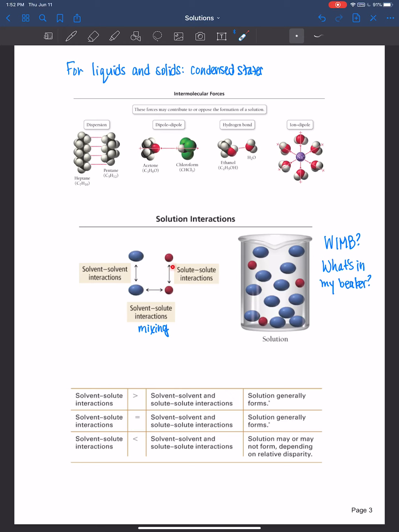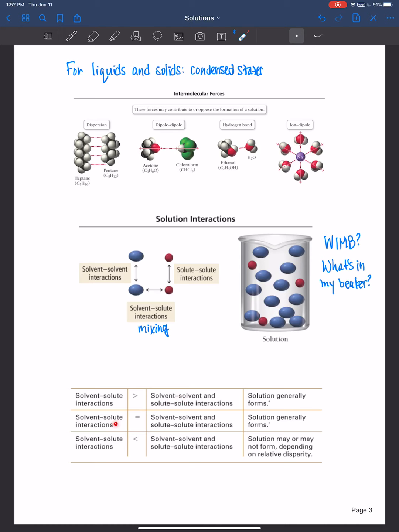In addition, you also have to overcome the solute-solute interactions. And so let me repeat that. For mixing to occur, we really need to overcome the solvent-solvent interactions and the solute-solute interactions. There needs to be a greater attraction between the solvent and solute for this to happen. And this is summarized in this table here. So for a solution to form, the solvent-solute interactions must be greater than the solvent-solvent and solute-solute interactions.